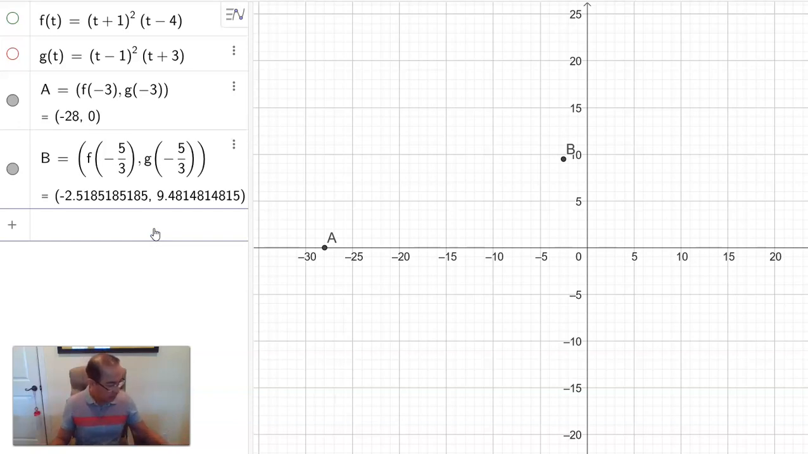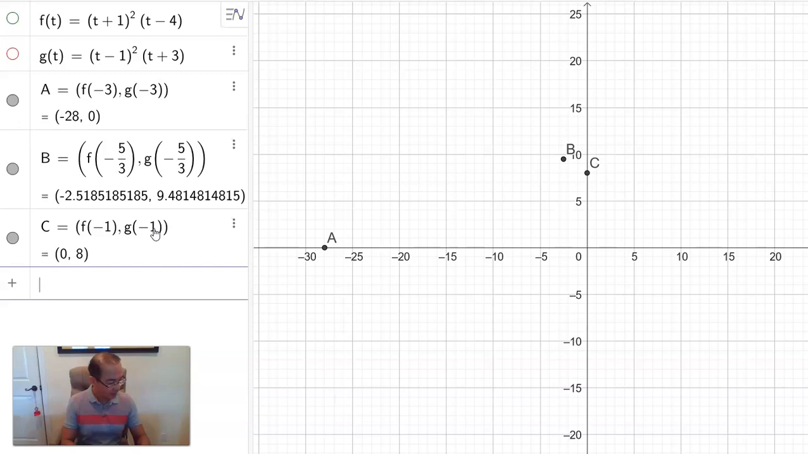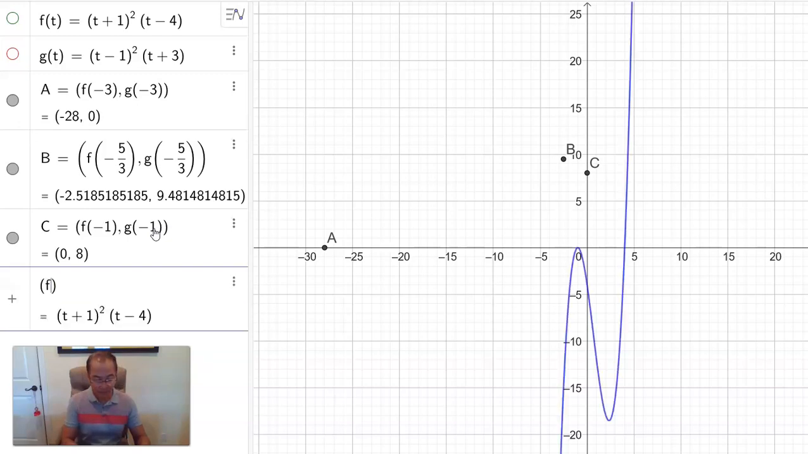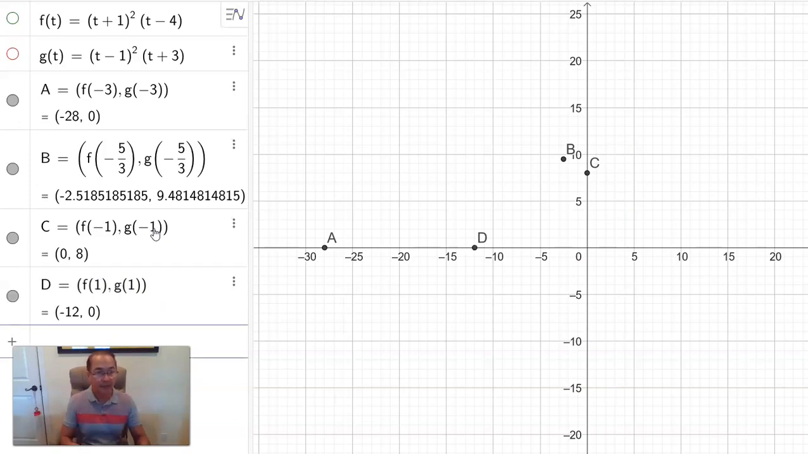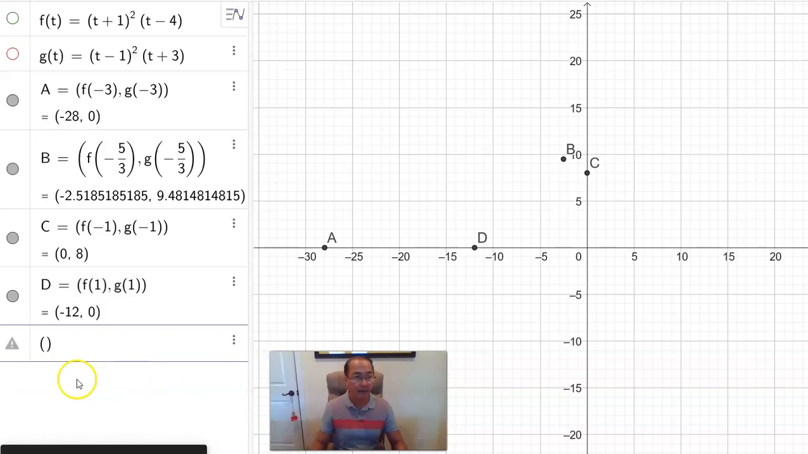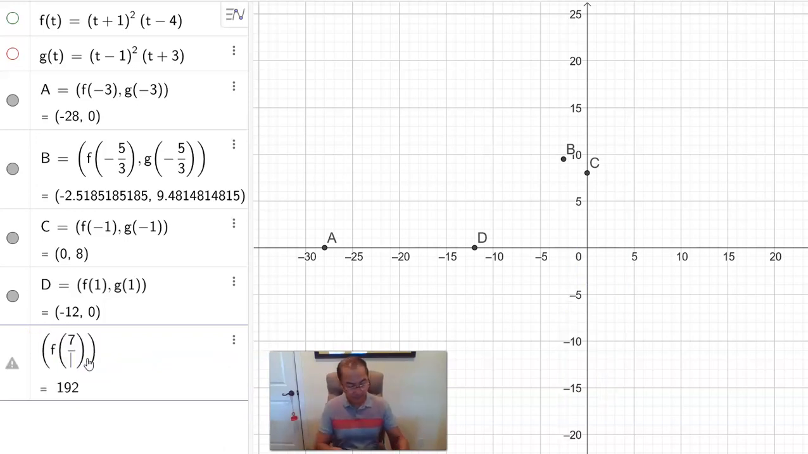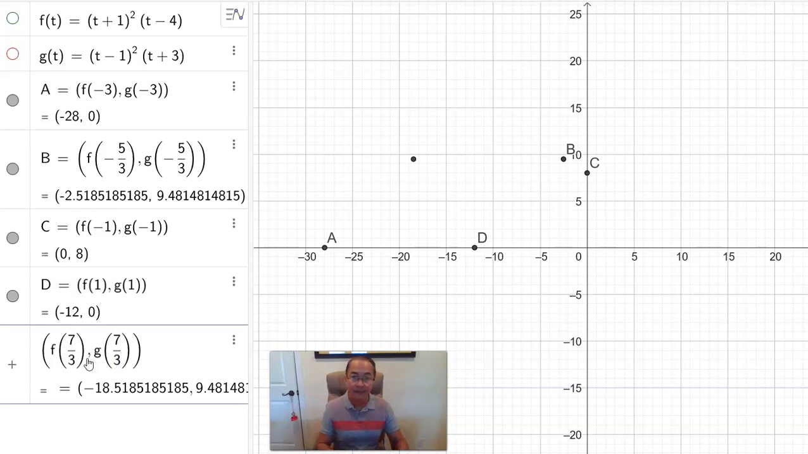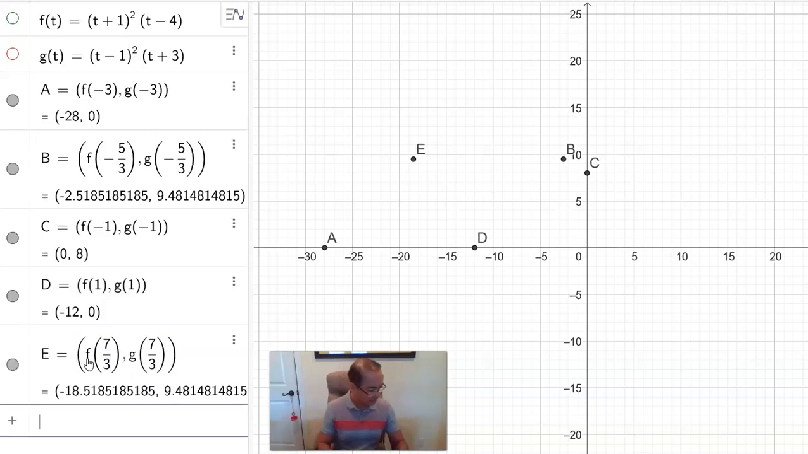All right, so that's for -5/3. And then point C is when t is -1. So f of -1, g of -1. There it is. Ooh, interesting. And then point D is +1. So we want f at 1, g at 1. And then point E is 7/3. So get out of the way here. f at 7/3, g at 7/3, and lastly, the last point is at 4. So f at 4, g at 4.